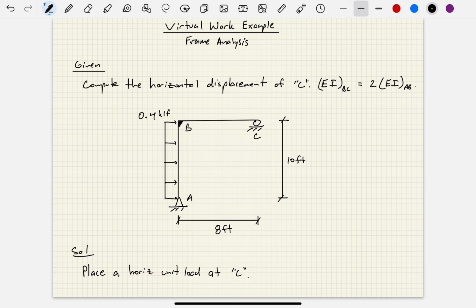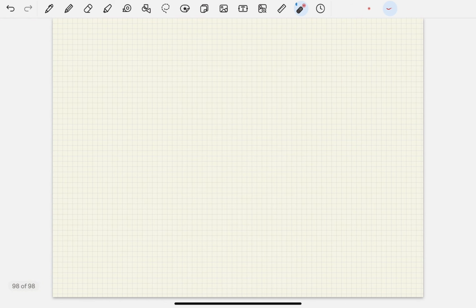And obviously that makes sense, right? If you look at the real loading on this frame, this 0.4 KLF is pushing this frame, so we're going to get this kind of deflected shape that might look something like this, where this is going to be the delta C value that we're looking for, okay? So let's go ahead and do that.